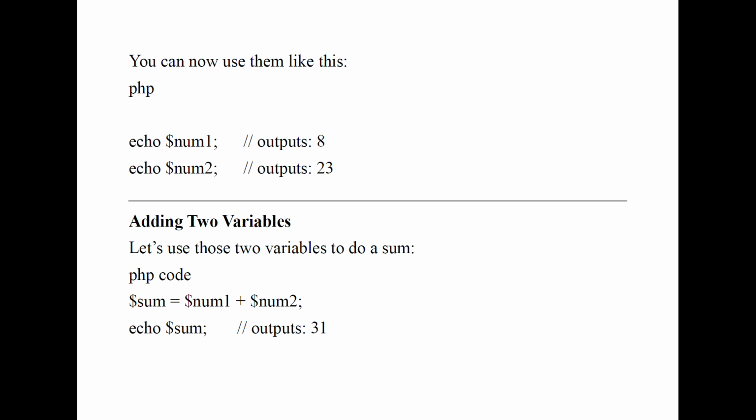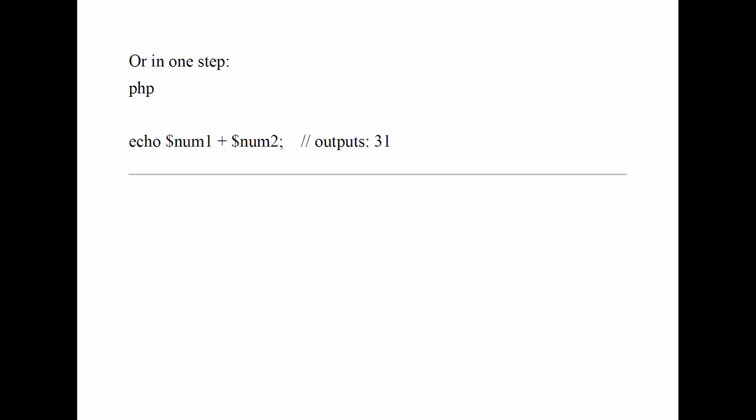Let's take it one step further: adding two variables. Let's use those two variables to do a sum. $sum equals $num1 plus $num2, and then echo. Using the echo statement we can print the sum, the variable values. Or we can do it in one step like echo $num1 plus $num2. The output remains the same: 31.